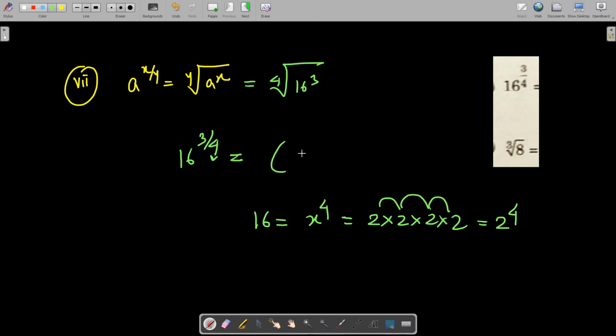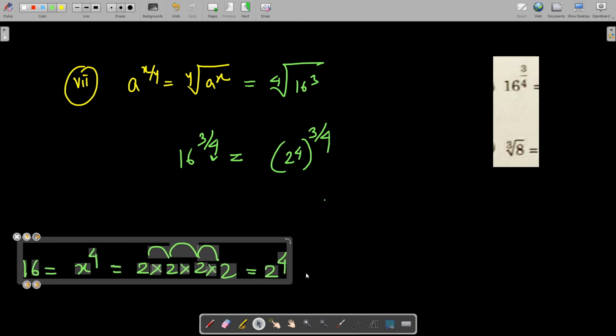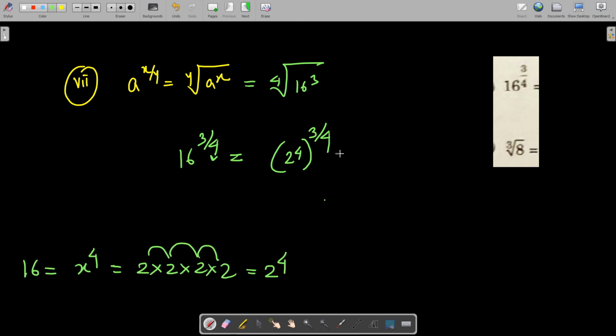Now see what we'll do. In place of 16, I'm going to write 2 to the power 4 and we already have 3 by 4 on the top. Now we are going to do what? There are two powers, we'll have to multiply the powers. So it will become 2 to the power 4 into 3 by 4. Now see, 4 and 4 will get cancelled. So what's left? 2 cube. What's 2 cube? 8. This is how we're going to simplify the questions.